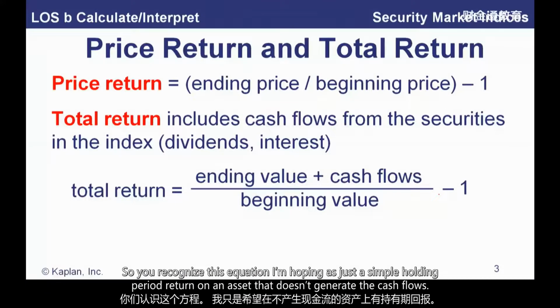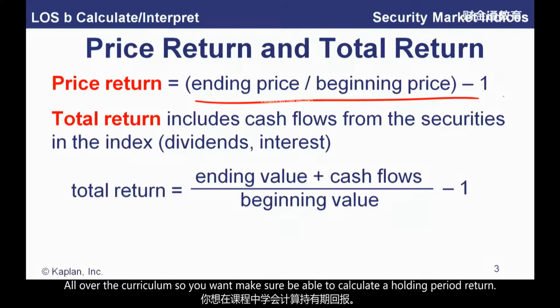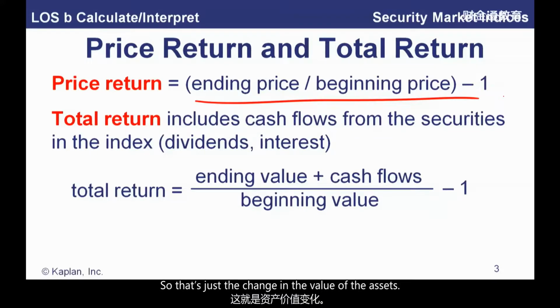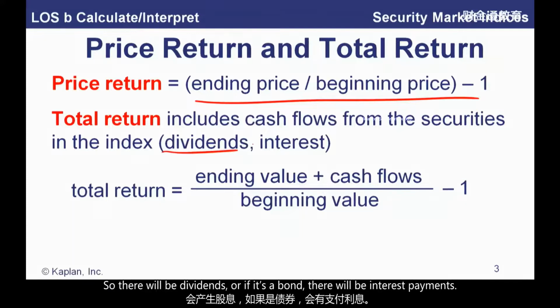You'll recognize this equation, I'm hoping, as just a simple holding period return on an asset that doesn't generate any cash flows. So ending price, P1, divided by beginning price, P0, minus 1. It's all over the curriculum, so you want to make sure you're able to calculate a holding period return. That's just the change in the value of the assets. If you're talking about something like a stock index, then you can see changes in the value of the assets, but there are also going to be cash flows. There'll be dividends, or if it's a bond index, there would be interest payments.